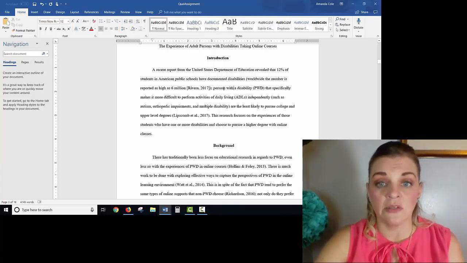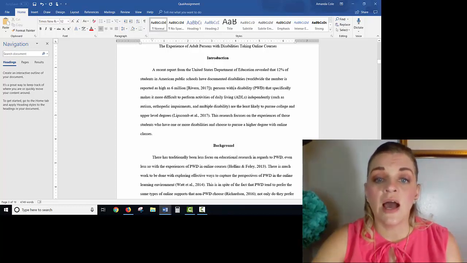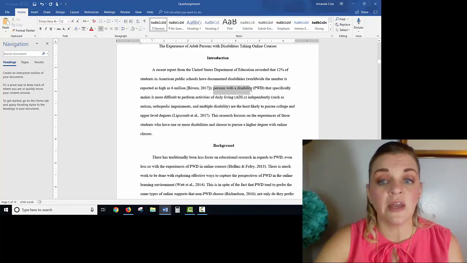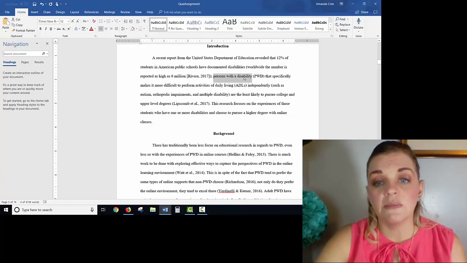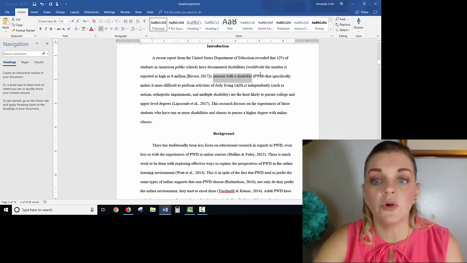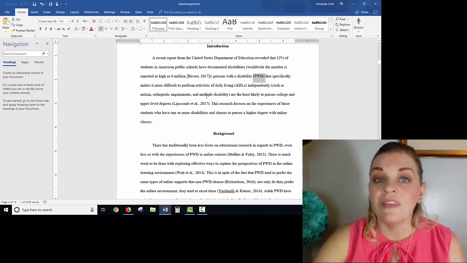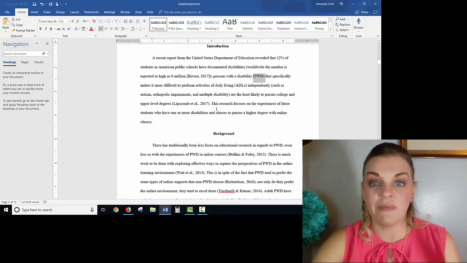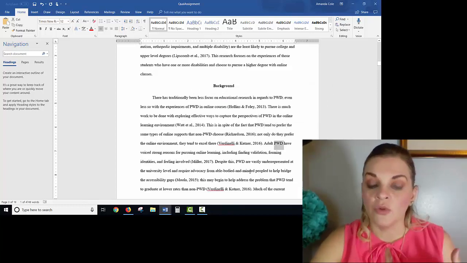However, this paper is about the experiences of people who have disabilities, or PWD. This is the first time in my paper that I'm going to refer to people with disabilities, so I'm going to write persons with a disability, and then after I've written it out the first time, I'm going to put PWD in parentheses. That's how you do it. Persons with disability, PWD. And then from that point on, forever and ever in my paper, anytime I refer to a person with a disability, I need to use PWD. You can see that I've done that throughout the rest of the paper.